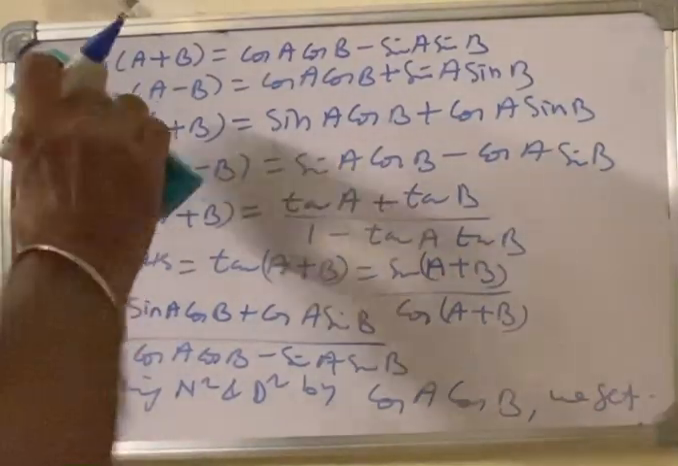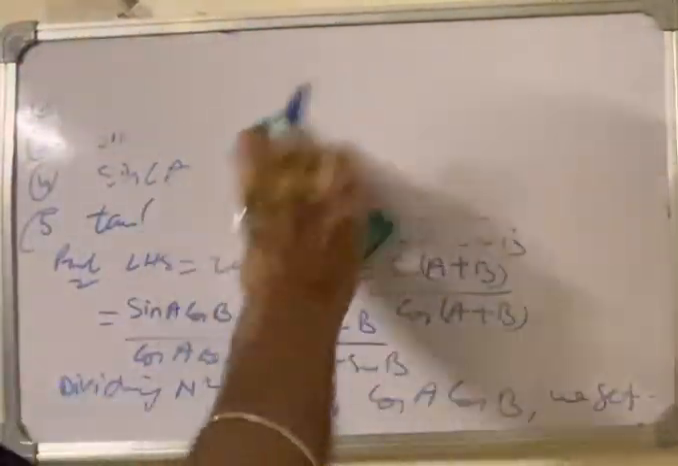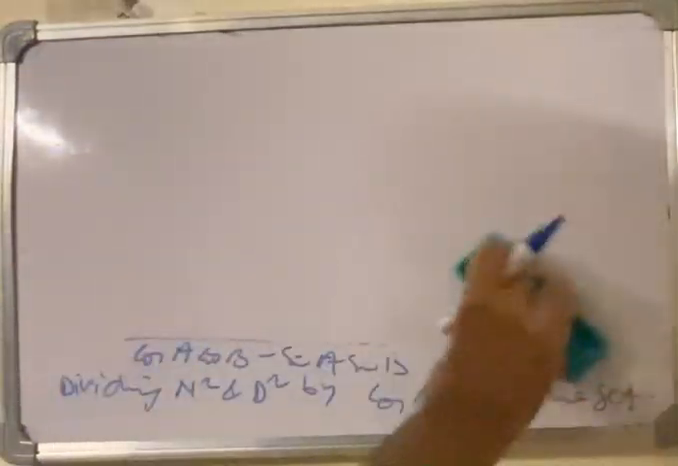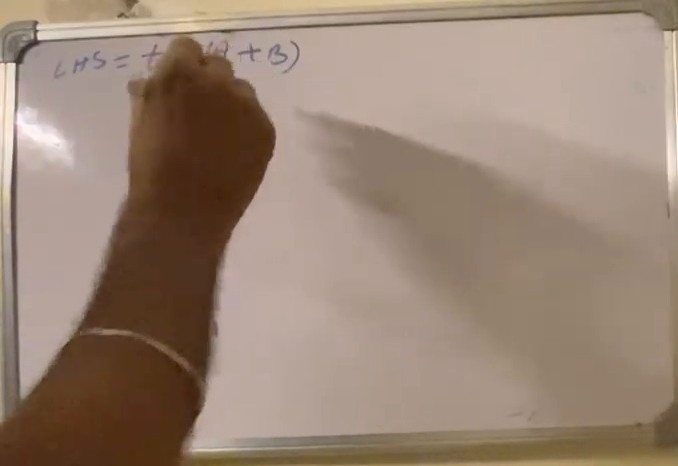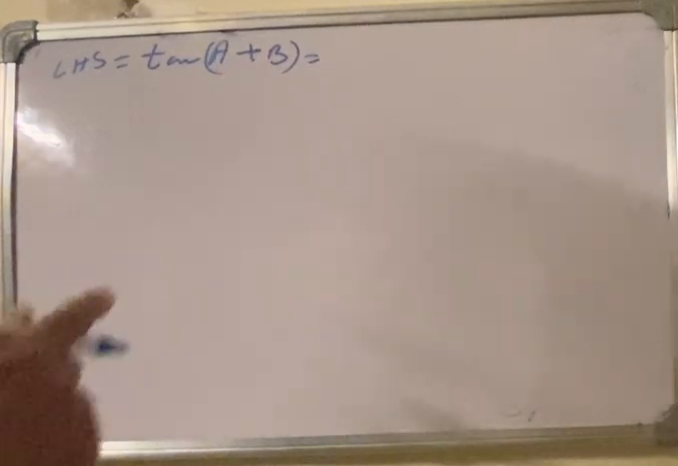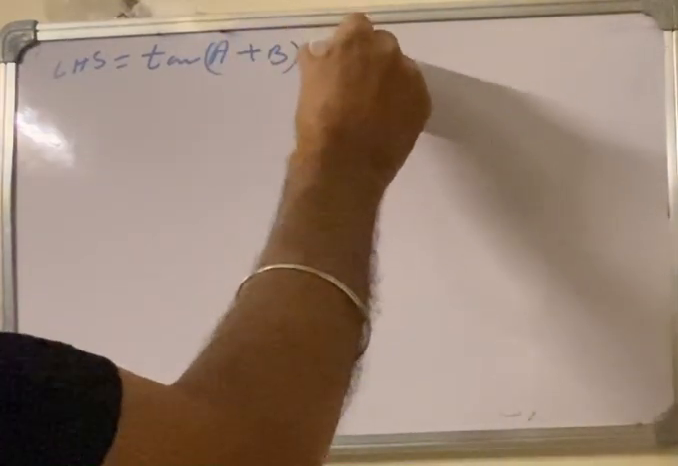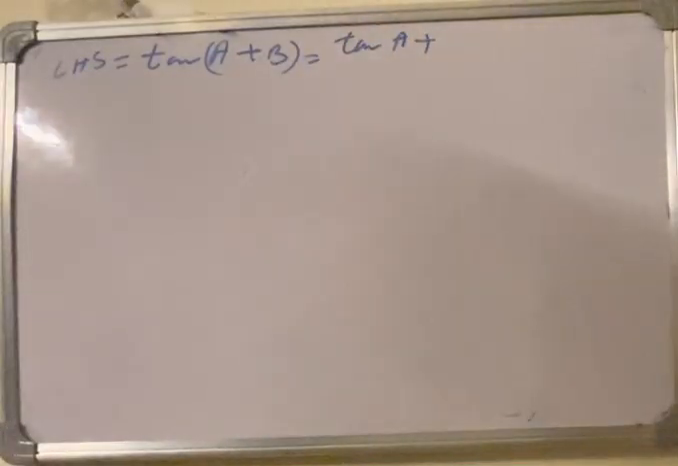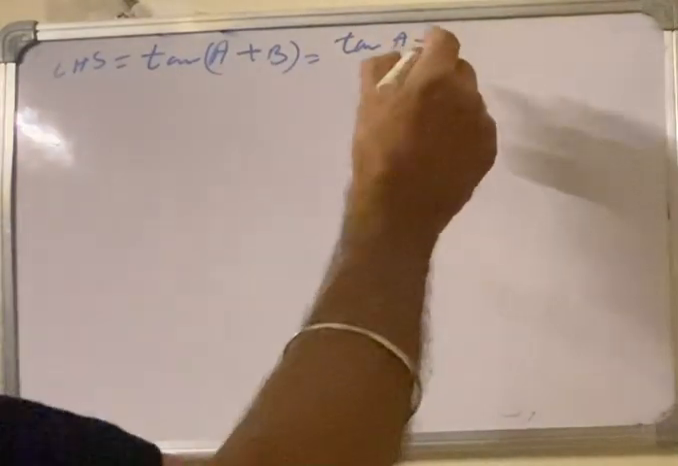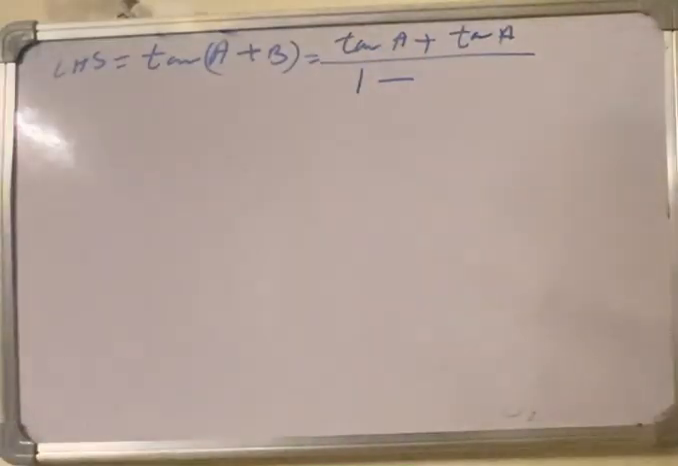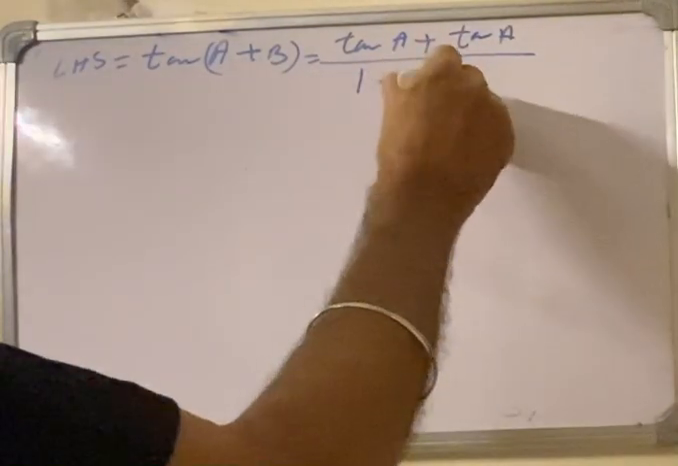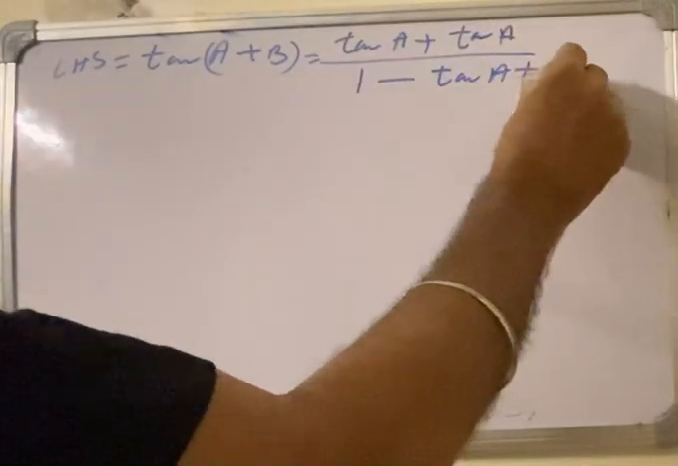left hand side tan A plus B is equal to sin A cos B. When we divide it by cos A cos B, we are left with sin A over cos A, that is tan A, plus cos A sin B over cos A cos B, cos will be cancelled, we get tan B, over 1 minus sin A sin B over cos A cos B is tan A tan B. Proved.